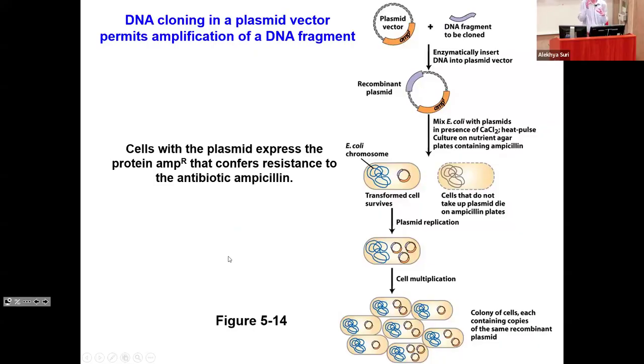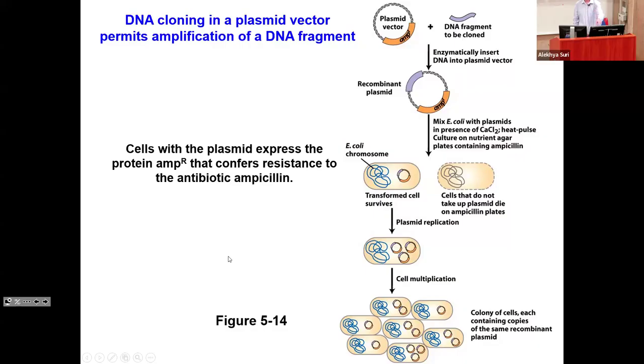Once we have the DNA fragment ligated into the plasmid, we have to amplify this in a host cell. And I told you there are two important parts in the plasmid. One is the origin of replication. To amplify the DNA, it has to be synthesized, DNA replication.